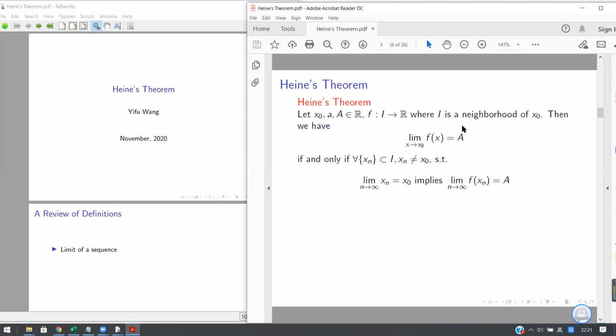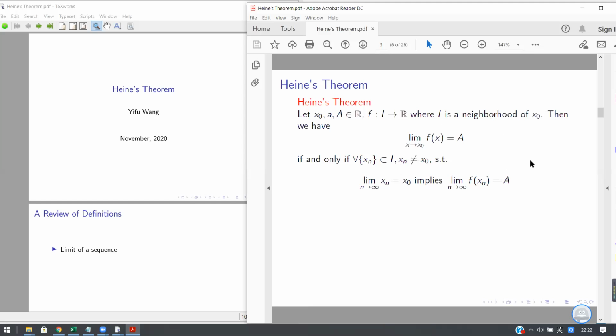Then this limit holds if and only if for all sequences x_n in this neighborhood of x0 satisfying this condition, it implies this limit. This is a kind of complicated structure.